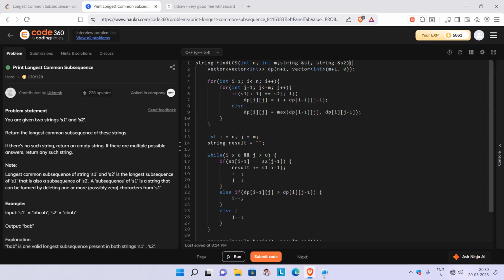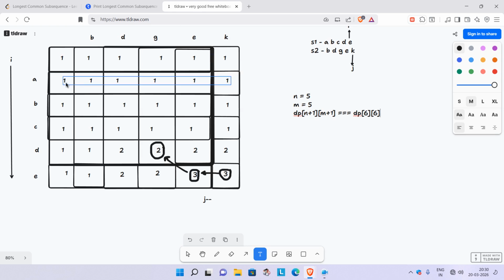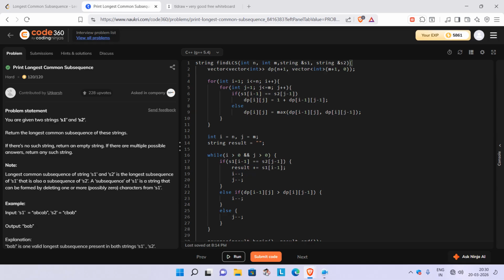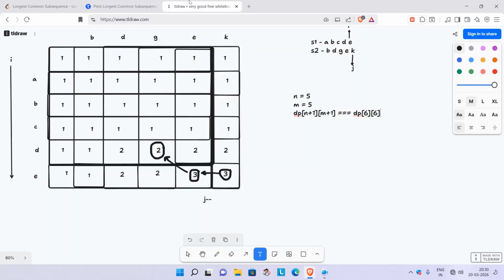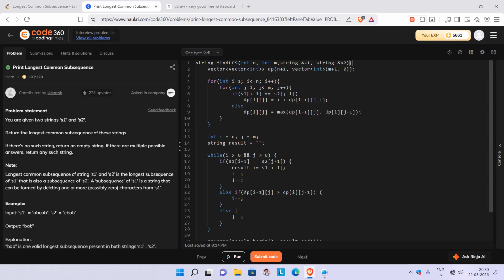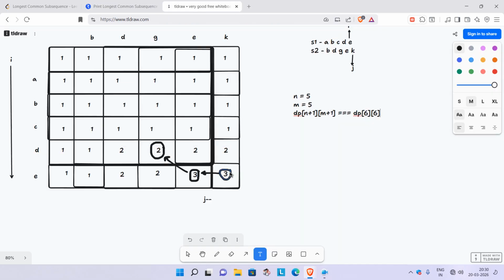So here we simply used our iteration, i goes from 1 to n, and j goes from 1 to m. We don't need to worry about these 0 cases there. Okay, so now we have to see if s1 of i minus 1 and s2 of j minus 1, these characters, are matching.